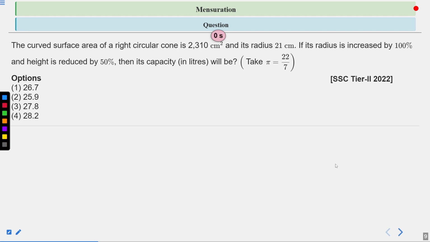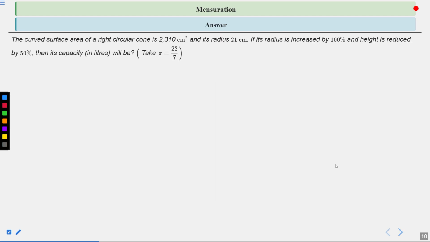Now time's up. Let's see the solution of this question. The question says that the curved surface area of a right circular cone is given, which is 2310 square centimeter. We know that the curved surface area of a right circular cone is pi RL, which is given, and its radius is given, which is 21 centimeter. So we can calculate the L, slant height.